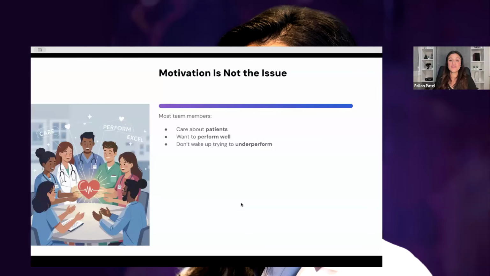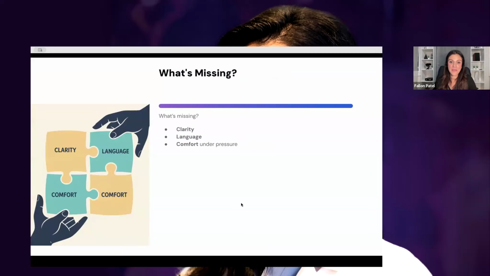And so motivation is really not the issue. Most team members care about their patients, right? They want to perform well. They don't wake up trying to underperform. I don't think anybody will sabotage that relationship with another human day to day seeing patients, right? Most of the time, motivation is not the issue. And that's what I meant in our first chart. They don't have the skills. They don't know how. So we have to help them through that, and help them through that discomfort.